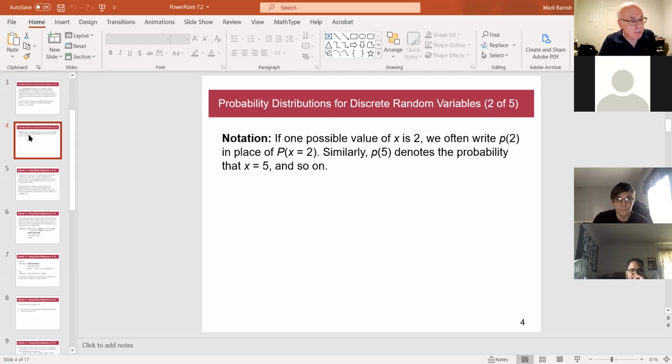So they give an example in the book, in the PowerPoint also. First of all, they want to give you the notation. We talked about this last time. So if the random variable is x, like in algebra, we would pick a letter like x or y to be the variable. In this case, we're calling it x. We say that the possible value of x is 2. We could write it like this, P(2), which is the same thing as the probability that x is equal to 2. All right? P(5) means the probability that x is equal to 5. So that's the notation we're going to use.